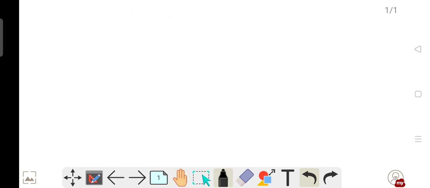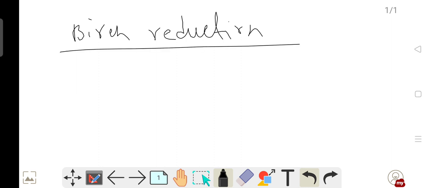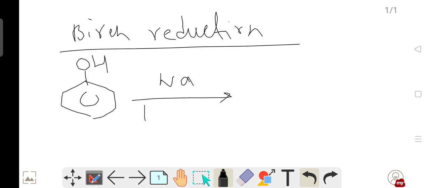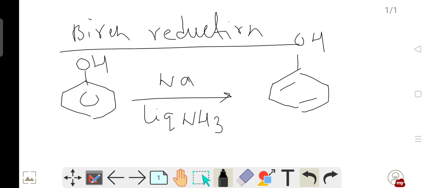And next one, Birch reduction. So what is the Birch reduction? In Birch reduction, phenol reacts with sodium and liquid ammonia to produce this product. So this type of reaction is known as Birch reduction. Here also double bonds are reduced, but the reaction occurs in a different way. So what is the mechanism of this Birch reduction?